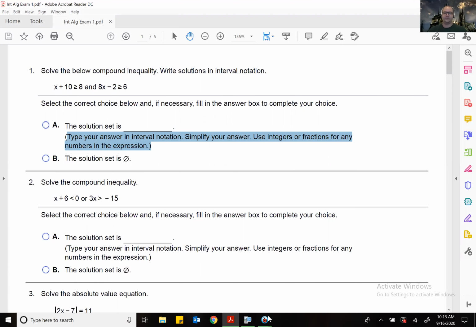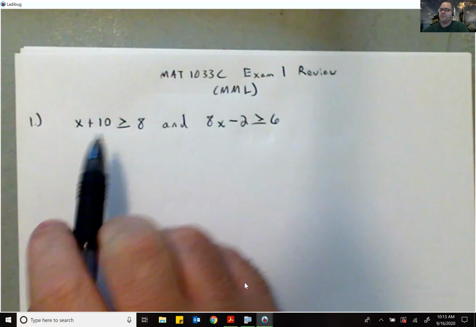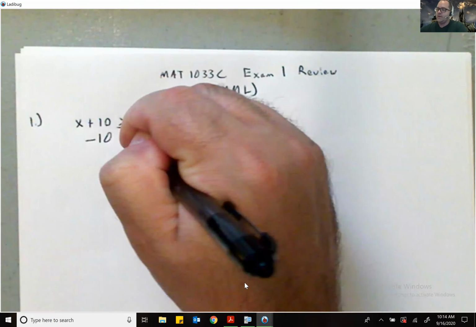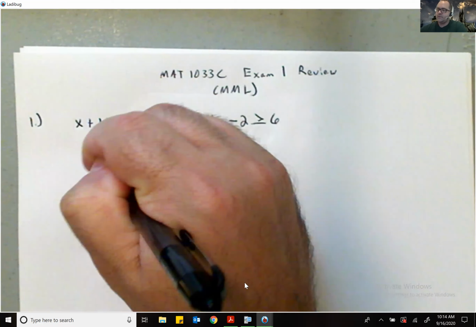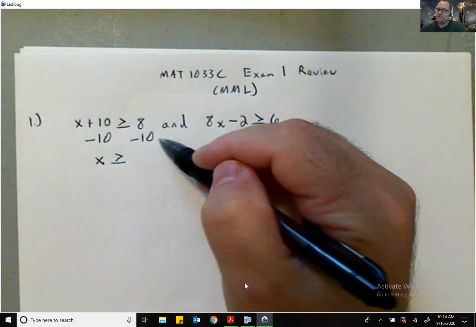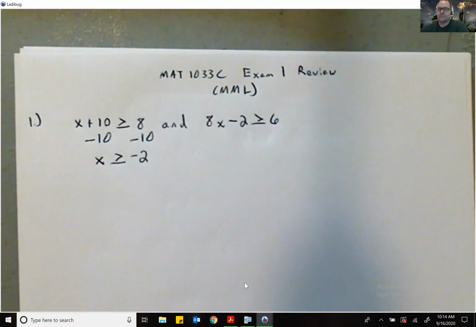All right, so let's solve this problem. So how am I going to solve x plus 10 greater than or equal to 8? What are we going to do? Subtract. You're gonna bring over the 10. Yes, there we go. Subtraction. Yes, you both got it right. Combine the two answers, and we're doing great. So we got x greater than or equal to 8 minus 10, negative 2. So there's one piece of our answer.